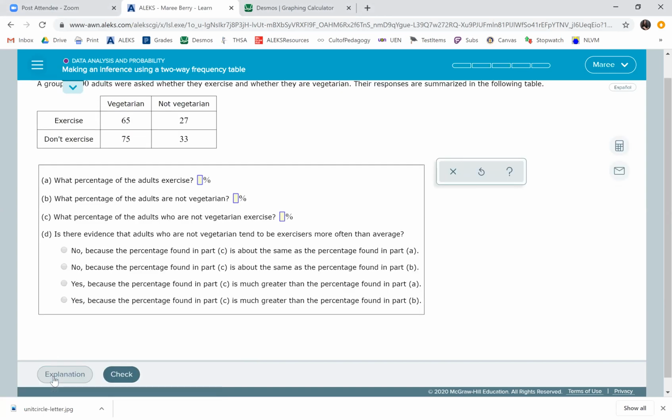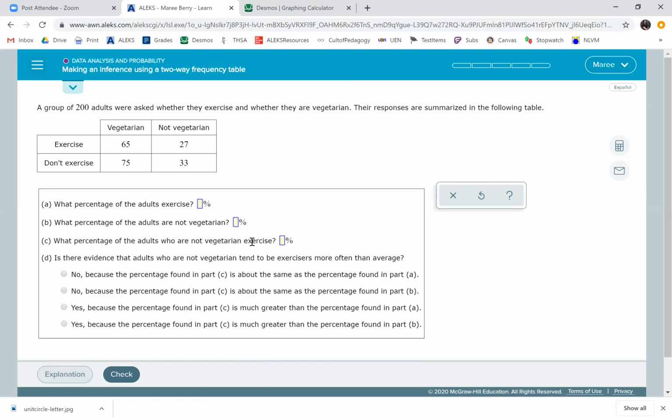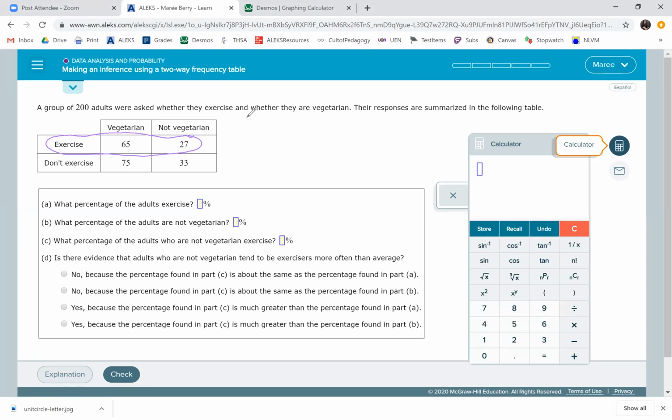Okay, so we have to read these really carefully. These are all adults and there's 200 of them. What is the percentage of adults that exercise? So we're going to do this row right here. We have to do 65 plus 27, and there's 92, and that's out of 200. So we want to divide by 200. That gives us a decimal, and we have to times by 100 to find the percent, which is 46.